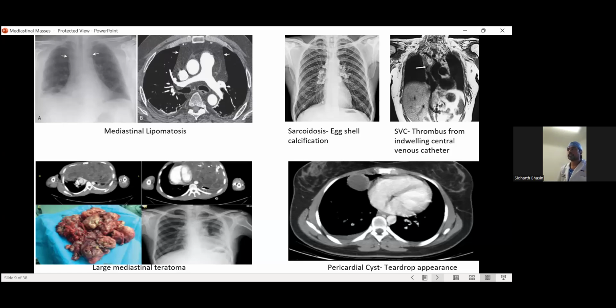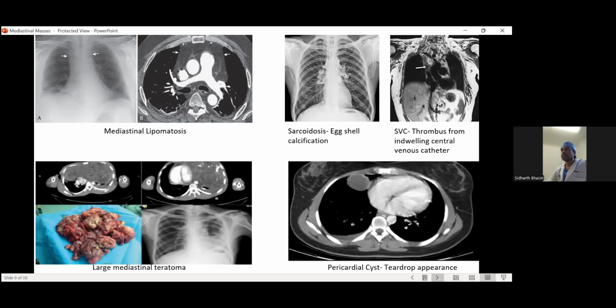And then the typical teardrop appearance that I was telling you: if you're seeing it in a fissure or near the heart, this one is a pericardial cyst. But if you're seeing it away from the heart and it's right in the fissure, it could be a bronchogenic cyst as well. Typically, they are asymptomatic and found incidentally, and just need to be watched.